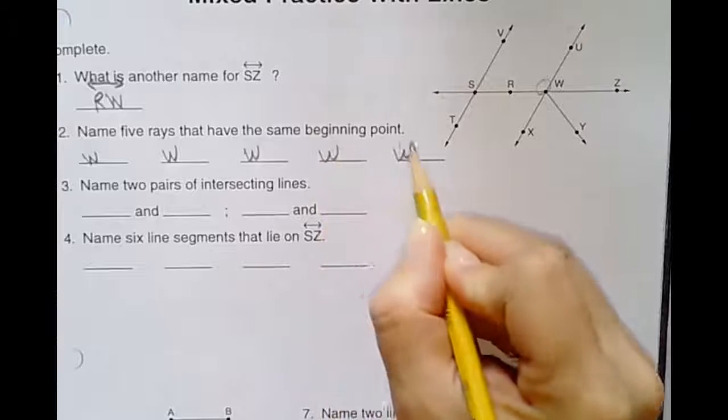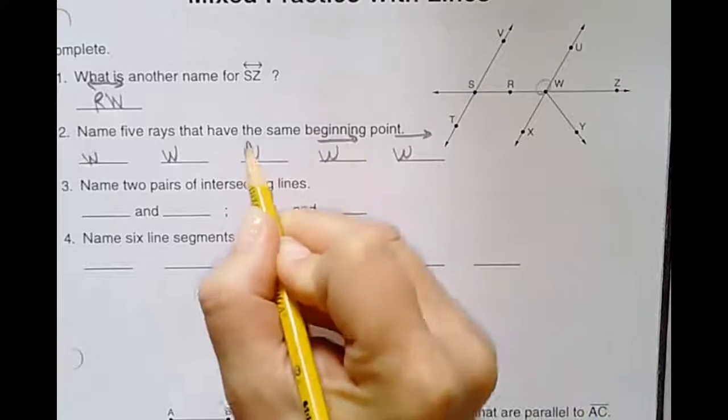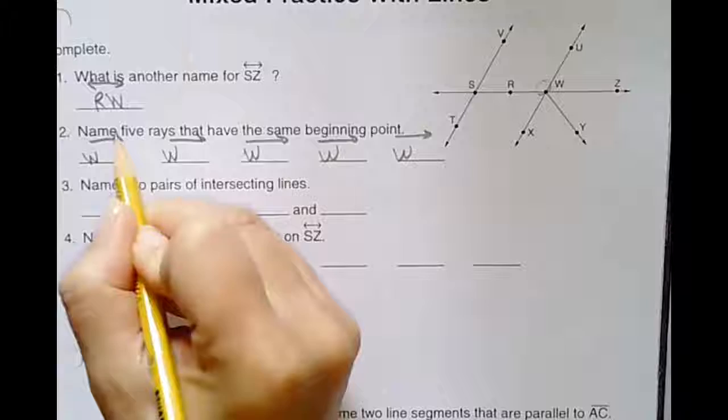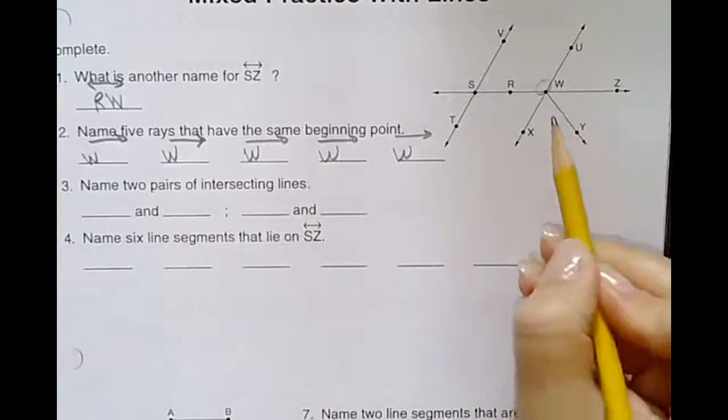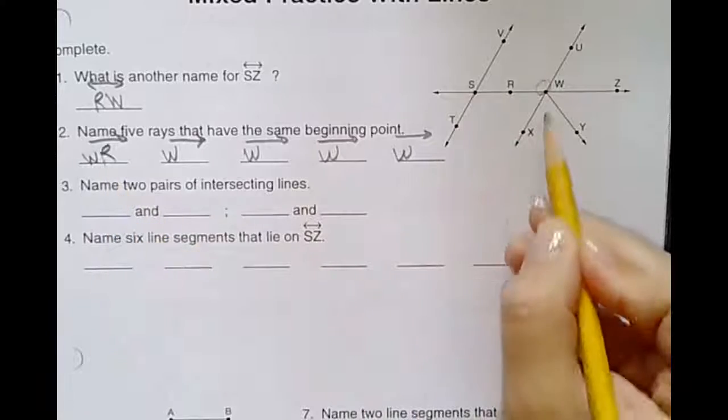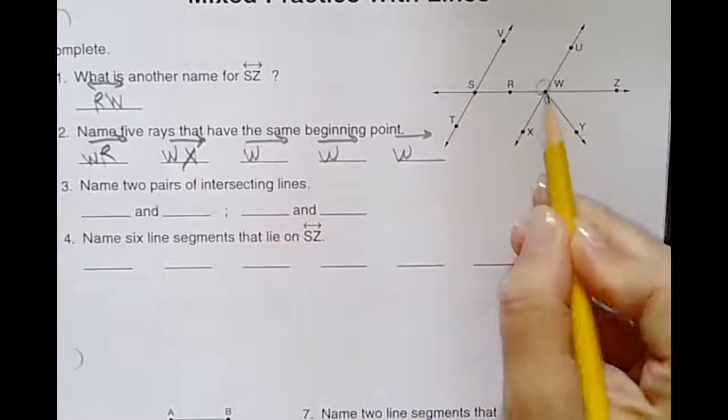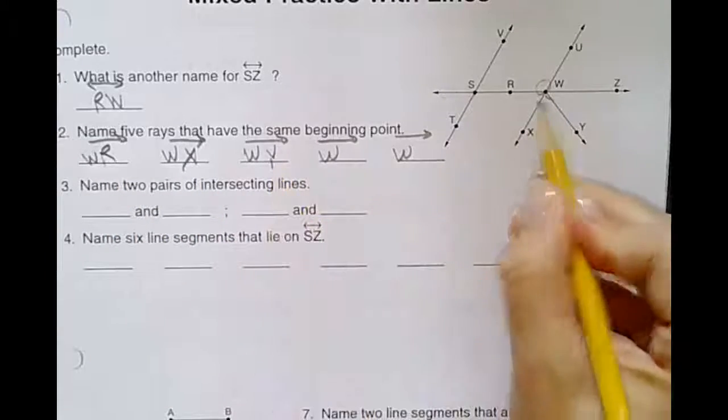And just so I make sure I have a ray, I'm going to go with ray WR, WX, WY, WZ, and WU is that last one. 2 pairs of intersecting lines.